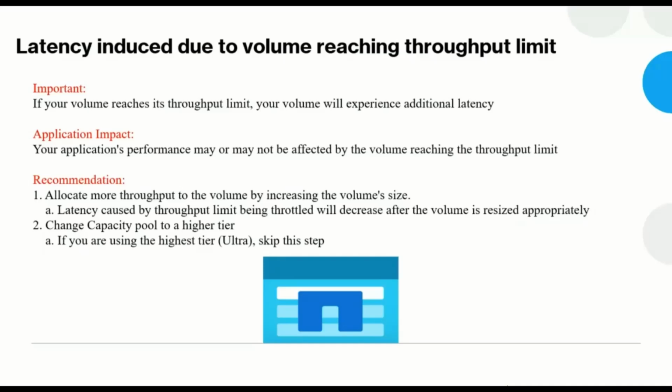First, you can allocate more throughput to the volume by increasing the volume size. Latency caused by the throughput limit being throttled will decrease after the volume is resized appropriately. Lastly, you can change your volume's capacity pool to a higher tier. If you are using the highest tier, which is Ultra, skip this step.